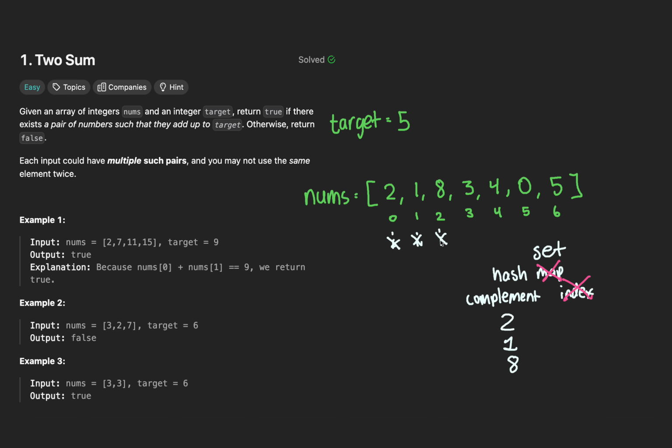On to the next iteration. We now have a 3. Do we have a complement number of 2 at all? Well, if we peek into our set, this time, actually, we do. It's right here. This is fantastic.